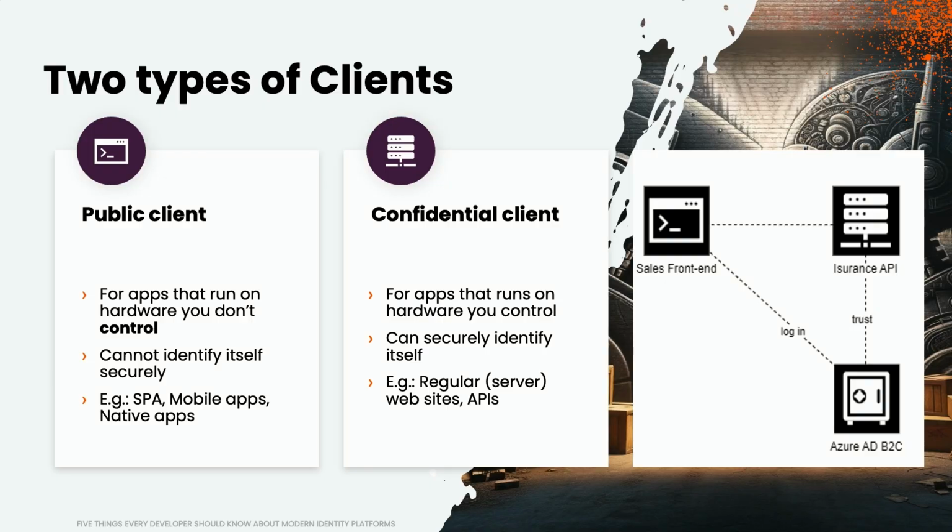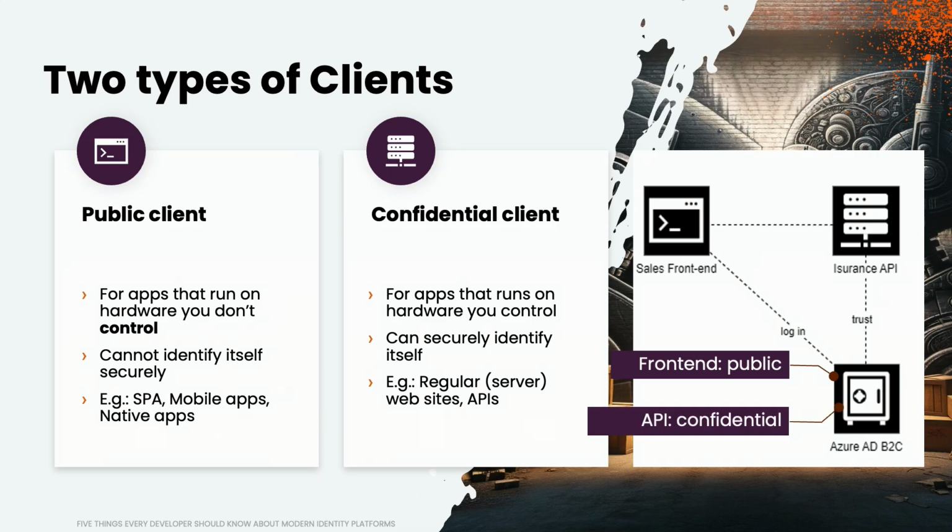In our situation here, that means that we will have one public client, which is the front end. That's that one, and it's public because it runs as a single-page app in my browser. And then we will have a confidential client, that is the insurance API that runs on a server somewhere.